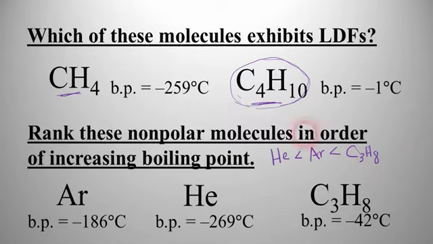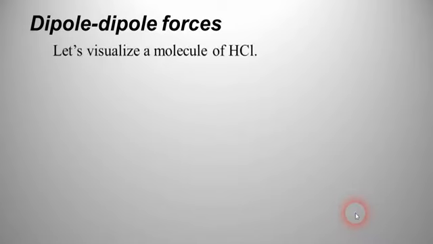Here are the boiling points, and sure enough, helium is the lowest, very, very close to absolute zero. Argon is next, negative 186 degrees Celsius, and propane is actually the highest over here at negative 42 degrees. Let's take a look at another type of intermolecular force, and these would be dipole-dipole forces.